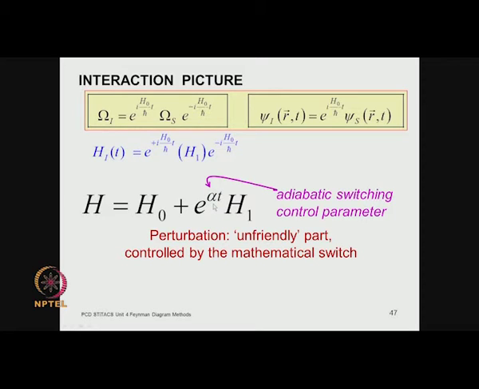So, let us plug this in, and what do we get for the interaction picture Hamiltonian? So, you have got the same kind of relation over here, but this H1 is now replaced by e to the alpha t times H1. So, now time appears here, here, and also here. So, it appears at 3 places, over here it appeared only at 2 places. Okay.